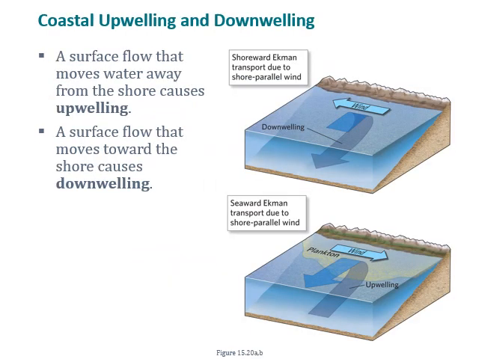There's also this phenomenon called coastal upwelling and downwelling. So in this case, a surface flow that moves water away from the shore can cause upwelling, and a surface flow that moves water towards the shore can cause downwelling. So in the figure to the right, we have shoreward Ekman transport due to a shore parallel wind, and then on the bottom we have a seaward Ekman transport due to a shore parallel wind.